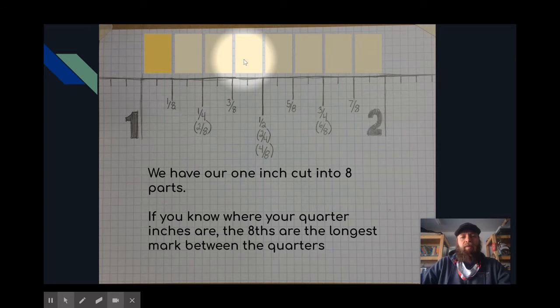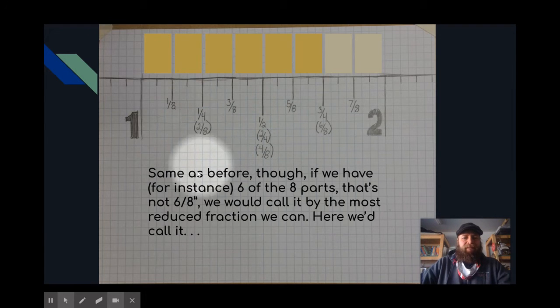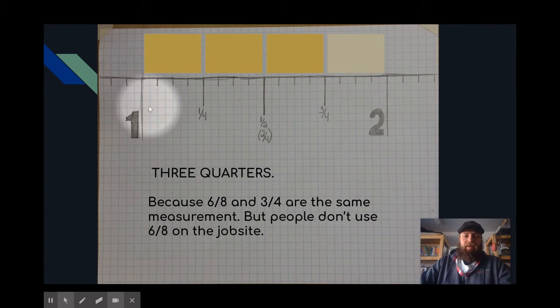1, 2, 3, 4 parts of 8 total parts. 1, 2, 3, 4, 5, 6, 7, 8 is 4 of the 8. 4/8. But we don't call it that. We call it 1/2. So again, same as before. If we have, for instance, 6 of 8 parts, it is 6/8, but we don't call it 6/8. We would call it by the most reduced fraction that we can, and here that's 3/4. 6/8 and 3/4 are the same measurement, but people don't use 6/8 on the job site or on a blueprint.